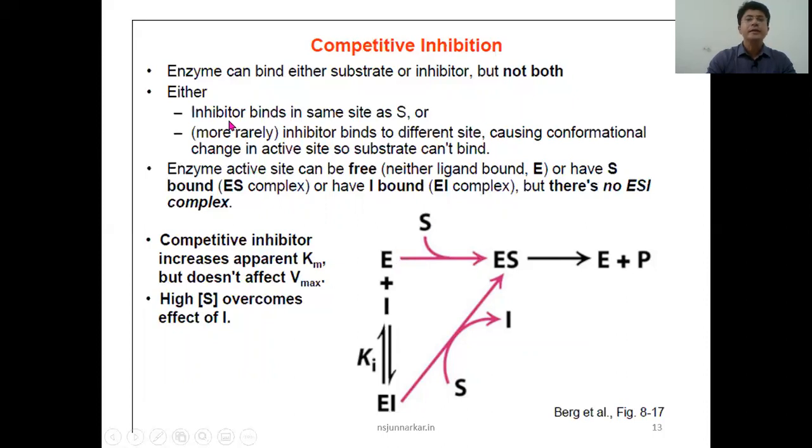So here the inhibitor binds in the same site as the substrate. Yes, this site is very similar to the substrate binding site, and because of that it competes with the substrate to bind to the enzyme. And here the competitive inhibitor increases the apparent Km but does not affect the Vmax. So in this case, high substrate concentration can overcome the effect of the inhibitor.